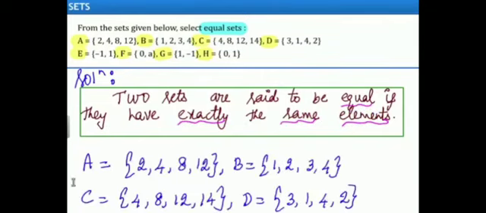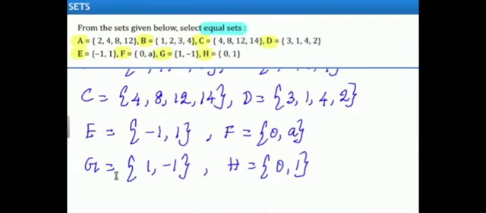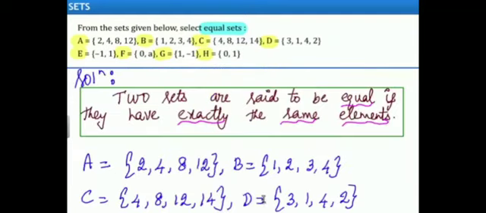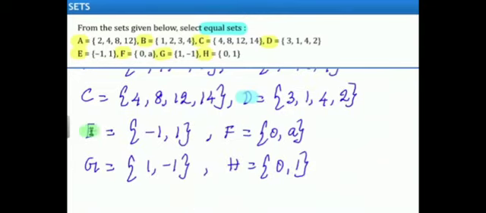So here A is equal to {2, 4, 8, 12}, B is equal to {1, 2, 3, 4}, C is equal to {4, 8, 12, 14}, D is equal to {3, 1, 4, 2}, E is equal to {minus 1 and 1}, F is equal to {0, a}, G is equal to {1, minus 1} and H is equal to {0, 1}. So B and D are equal. You have to check B and D have the same elements 1, 2, 3 and 4. The order is interchanged. And E and G have the same elements. Rest of all are different.